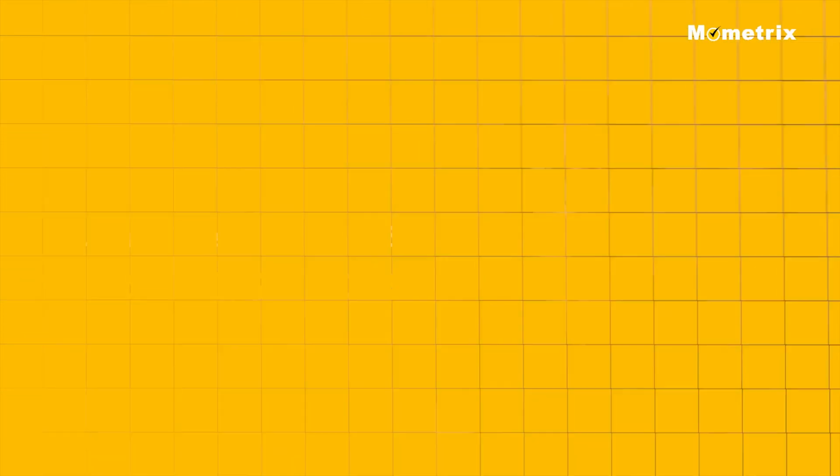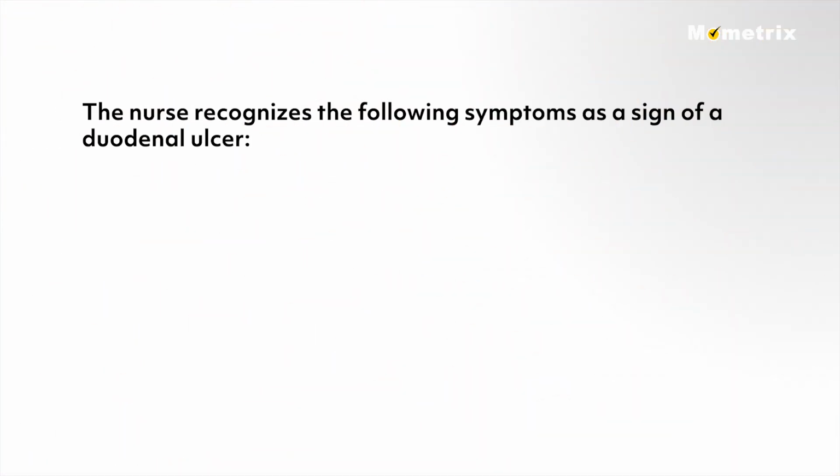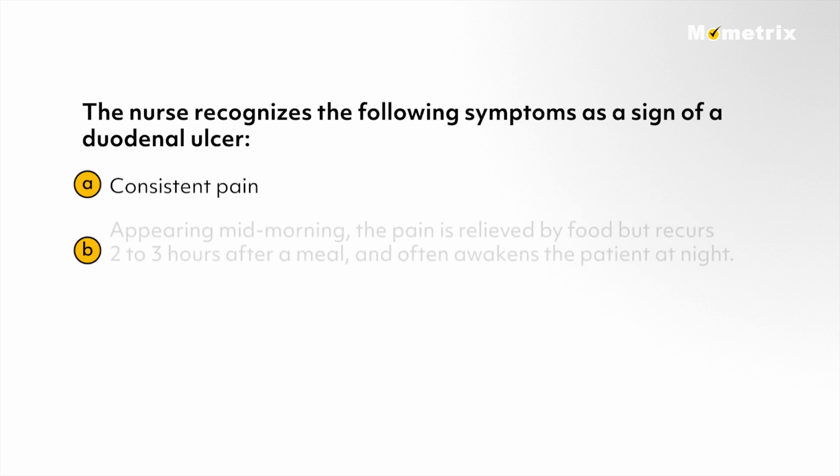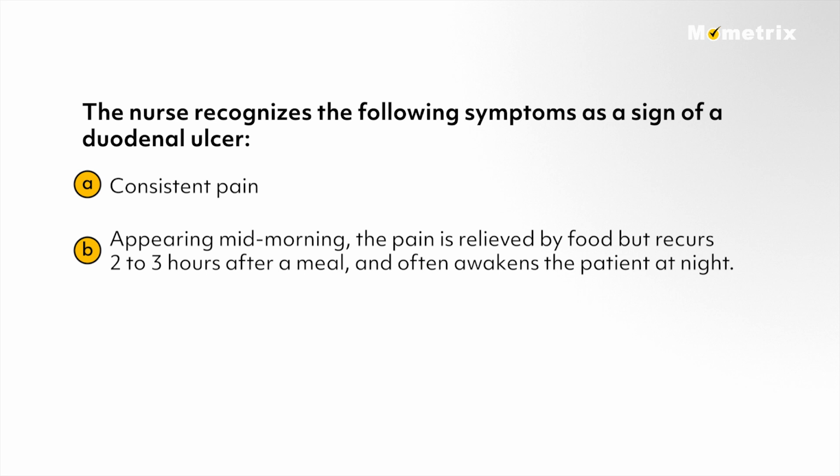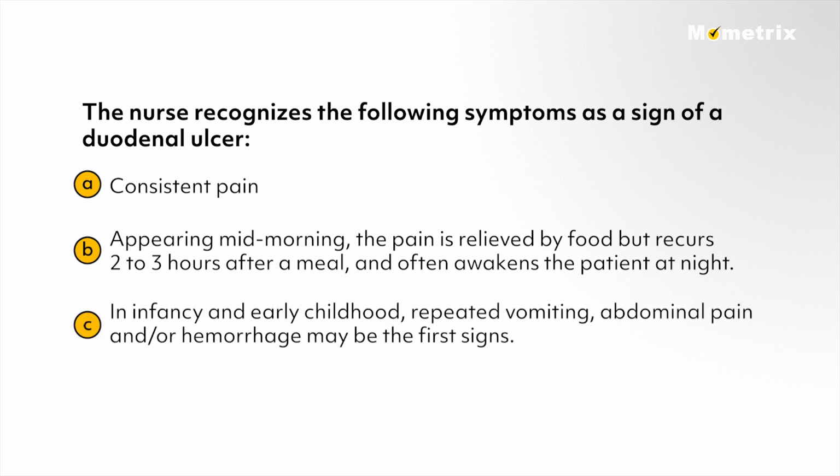Let's try another. The nurse recognizes the following symptoms as a sign of a duodenal ulcer. A. Consistent pain. B. Appearing mid-morning. The pain is relieved by food but reoccurs 2 to 3 hours after a meal and often awakens the patient at night. C. In infancy and early childhood, repeated vomiting, abdominal pain, and or hemorrhage may be the first signs. D. All of the above.